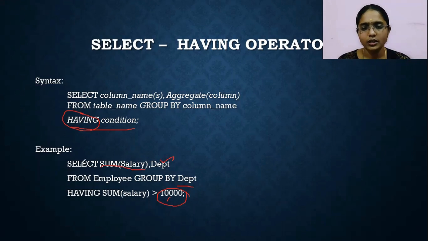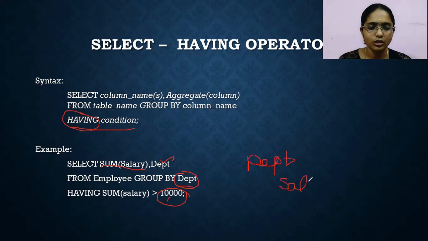Let me repeat again. Select sum of salary, department from employee group by department. So you're going to group based on the department having some salary greater than 10,000. So department-wise, for each and every department whose summation of salary is greater than 10,000, those departments will be displayed.